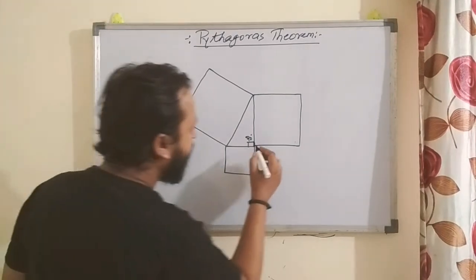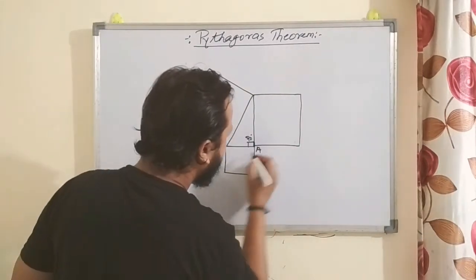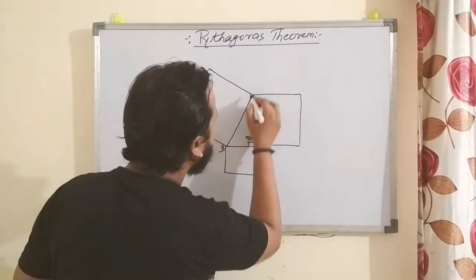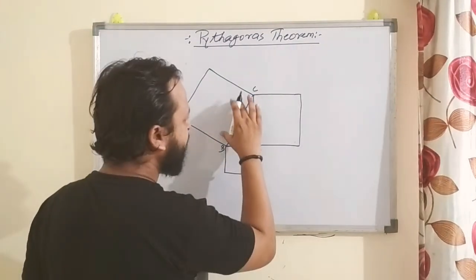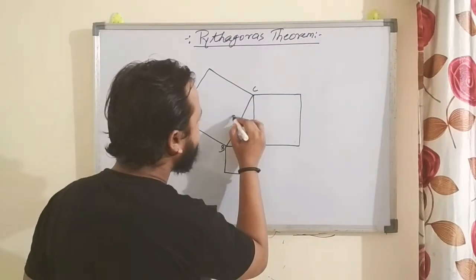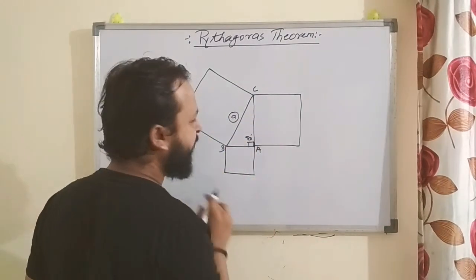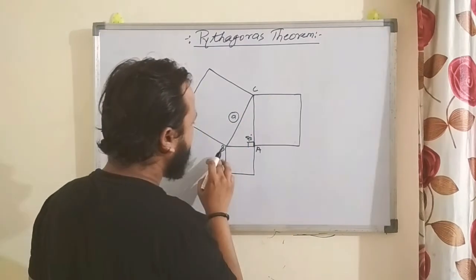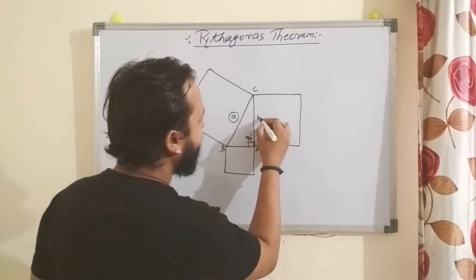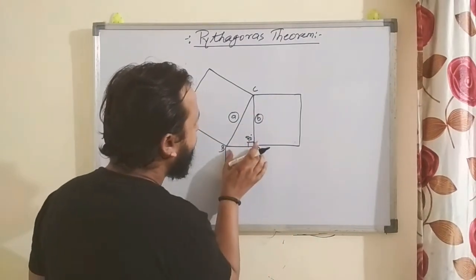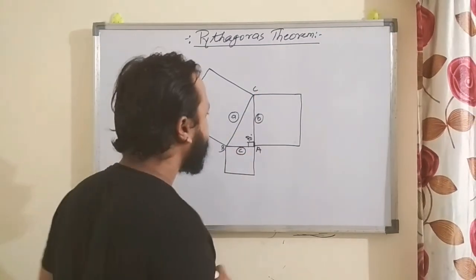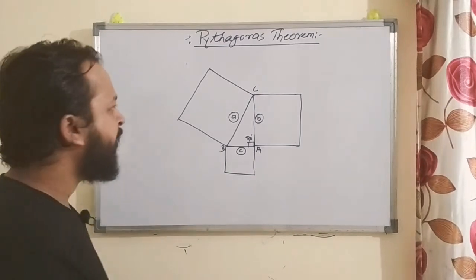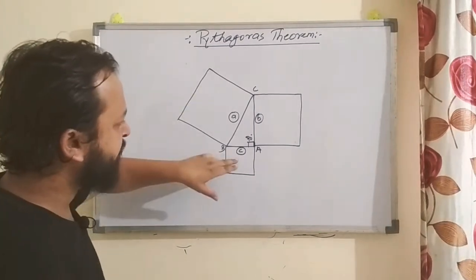So if this is A, this is B, and this is C, the length of this side, which is opposite to vertex A, I have taken it as small a. Length of this side opposite to vertex B, I have taken it as small b, and length of this side opposite to vertex C, I have taken it as small c. So if we make squares, right?